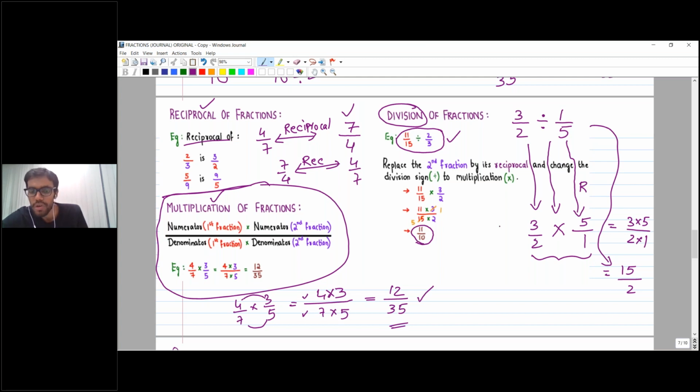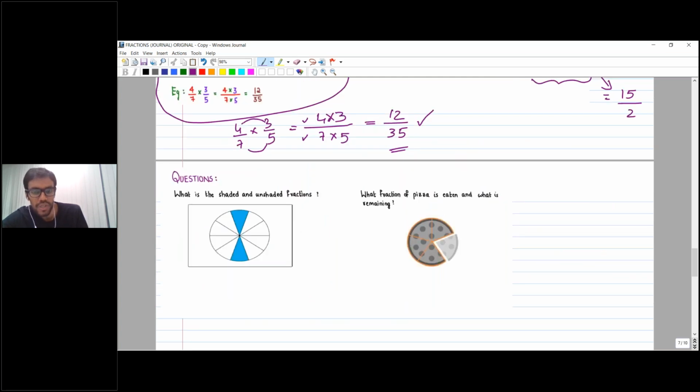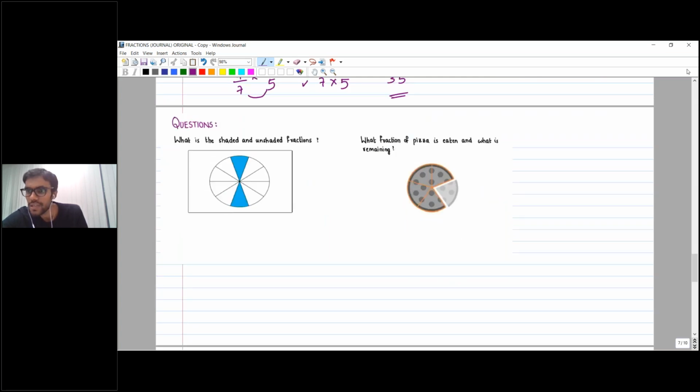So this is all about fractions, and we have some questions here. You can try to solve these questions, or I will explain them if somebody has any doubts.